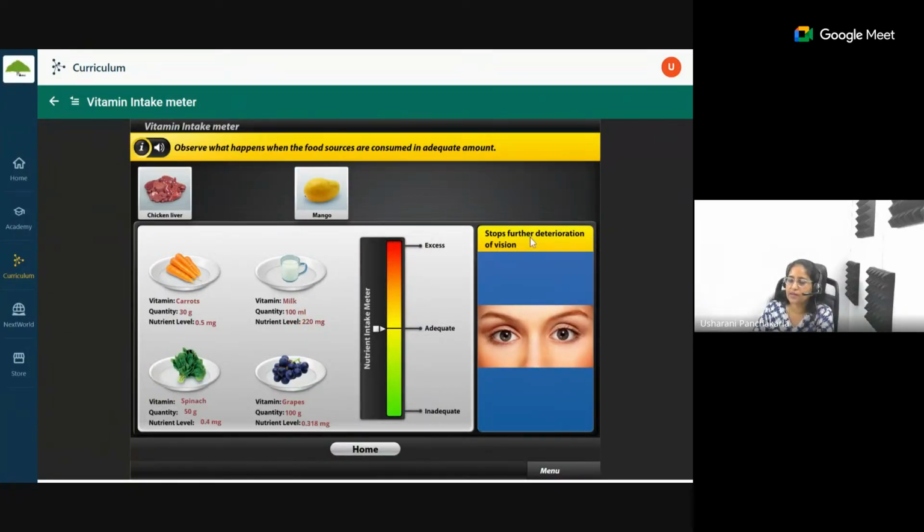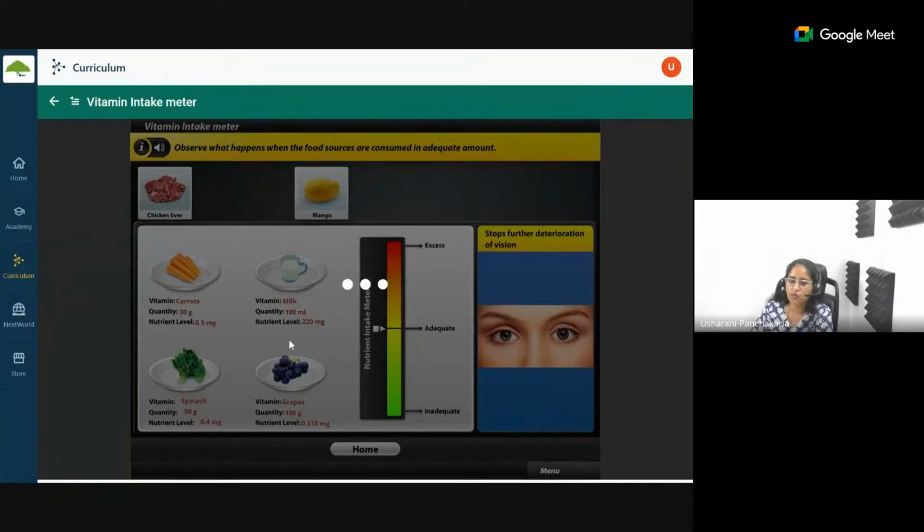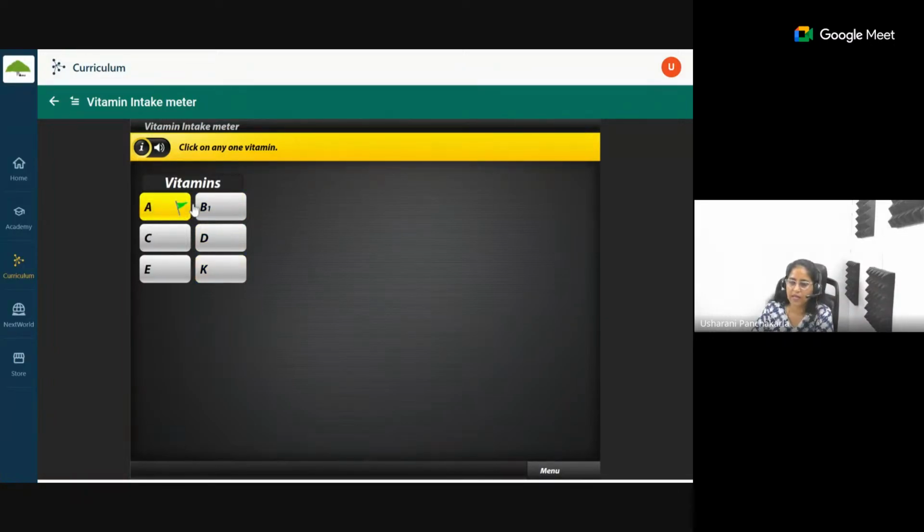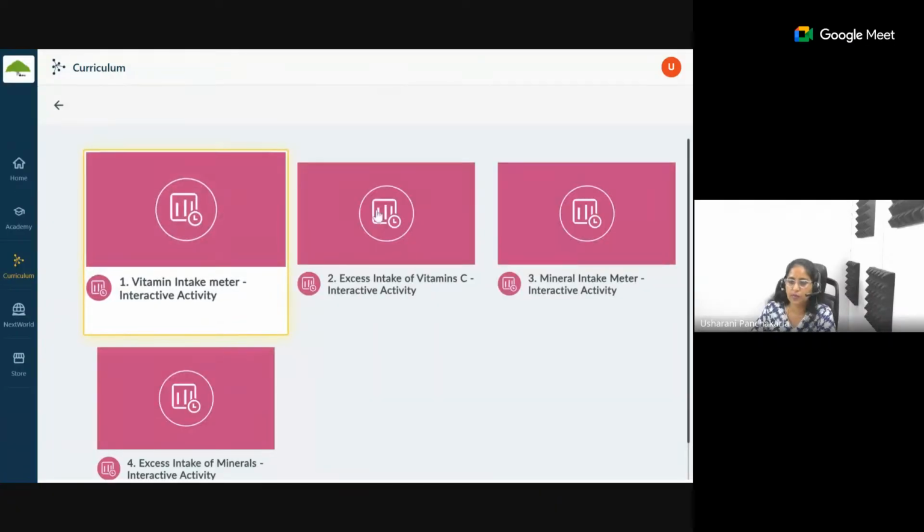So now you can see that further deterioration of the vision has been stopped. It's not like recovering or regaining. This is what you can see. And in the same way, you can move on to the other vitamin. Click on any vitamin. A flag has come because the students or teacher would have demonstrated this in the classroom. This way it would come, then you can go ahead.